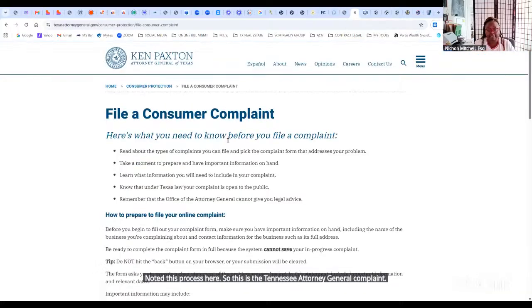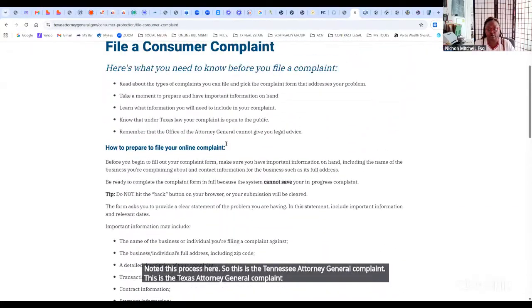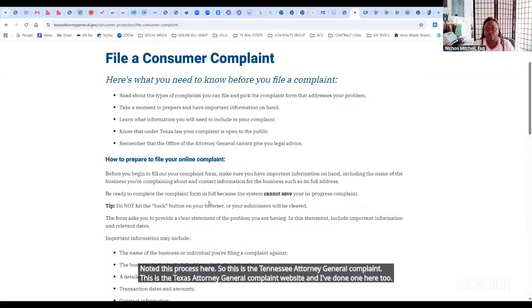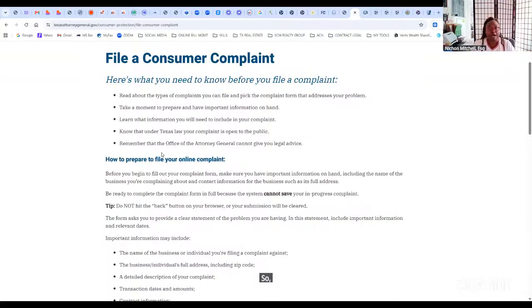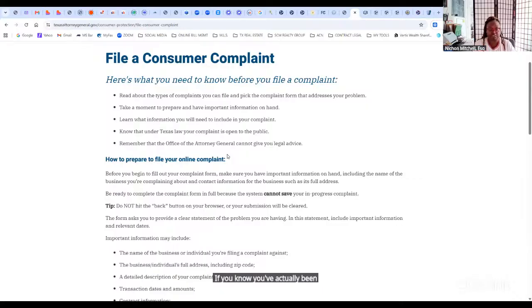This is the Texas Attorney General complaint website, and I've done one here too. So in whatever state you're in, check with your attorney general's office. They should have a way to let you do a complaint. And then, like I said, when that happens, they don't represent you, they don't represent the other side. But nine times out of ten, if you've actually been wronged, that business is going to tighten up because they don't want the attorney general involved.